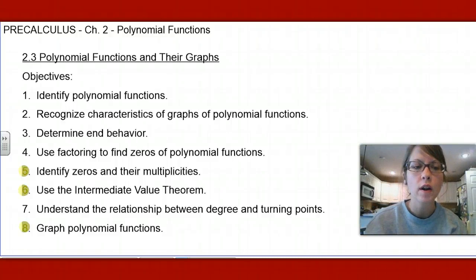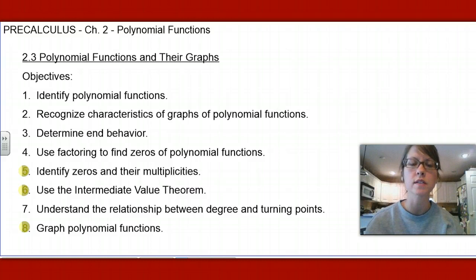2.3, we're now going to work on Objective 8, graphing polynomial functions, which really is pulling all of the other objectives in this lesson together, with the exception of 1, identifying polynomial functions. Make sure you look back at that.